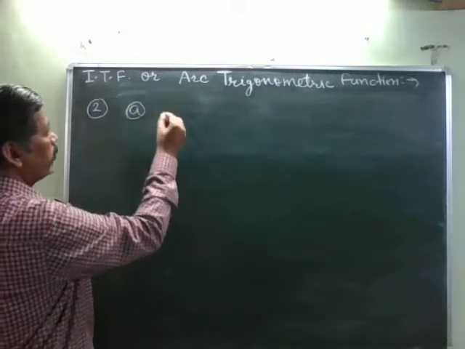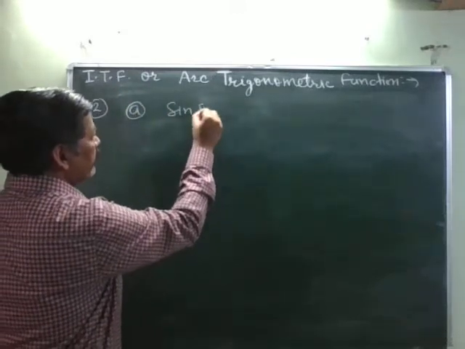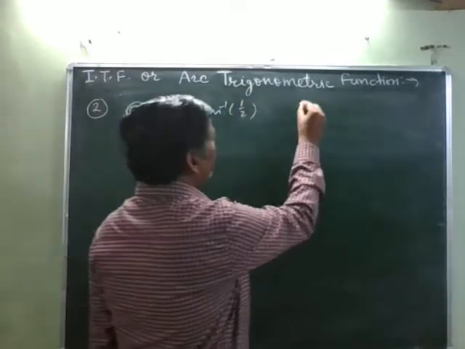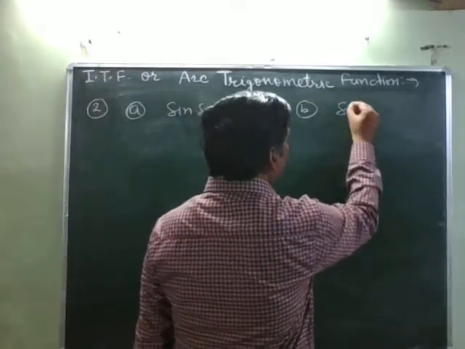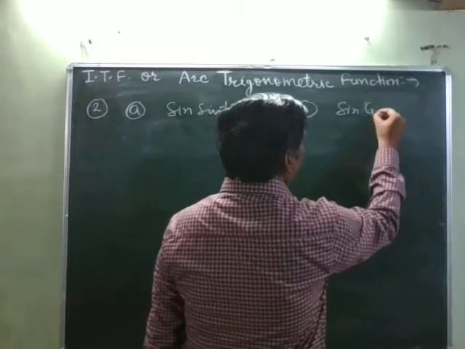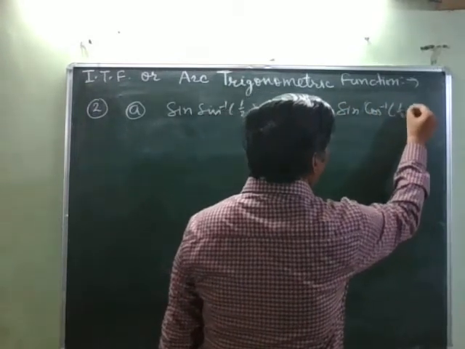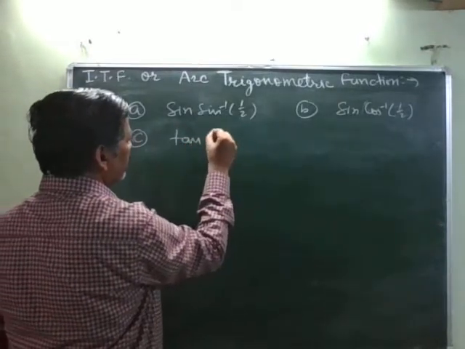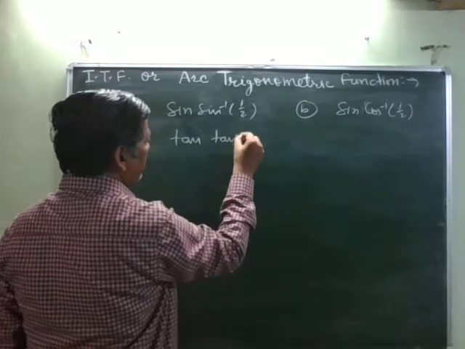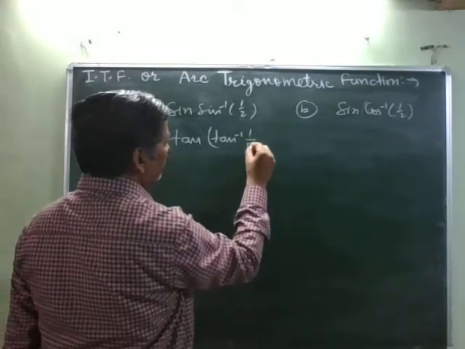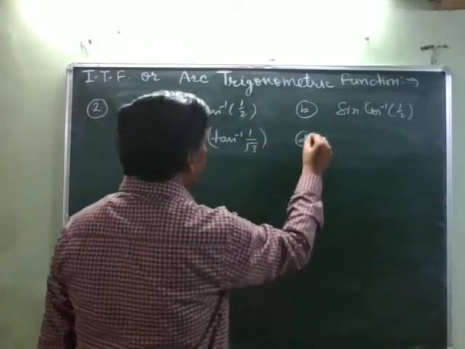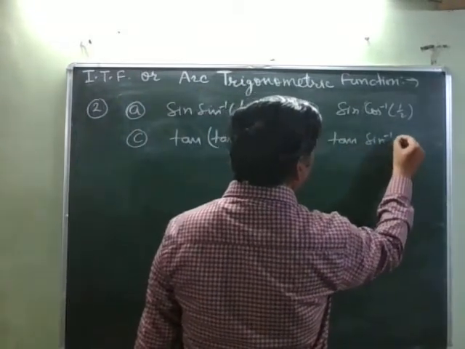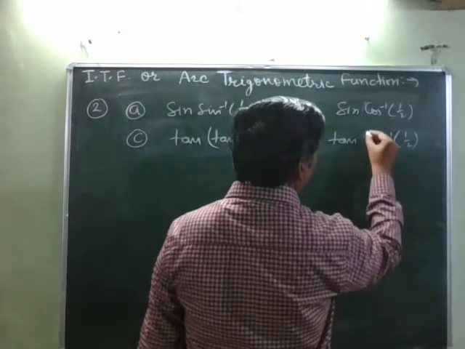Evaluate the followings. Question number 2. Part A, sine inverse 1 by 2. B, sine cos inverse 1 by 2. C, tan inverse 1 by root 3. And D, tan sine inverse 1 by 2.